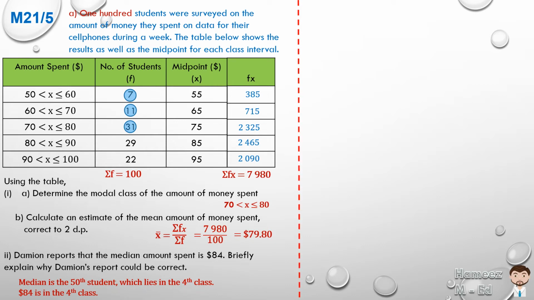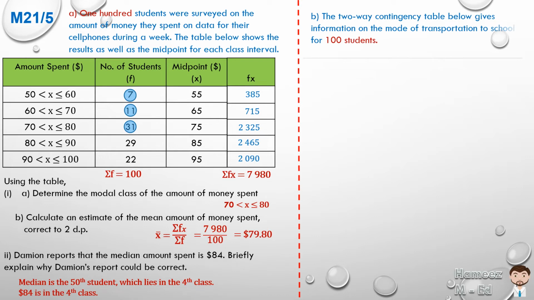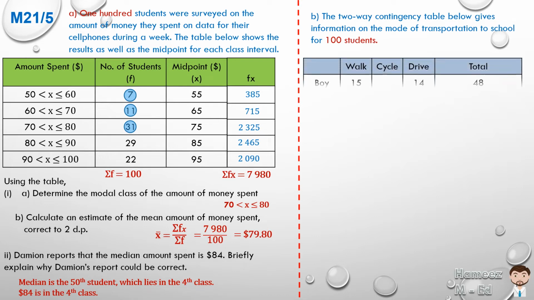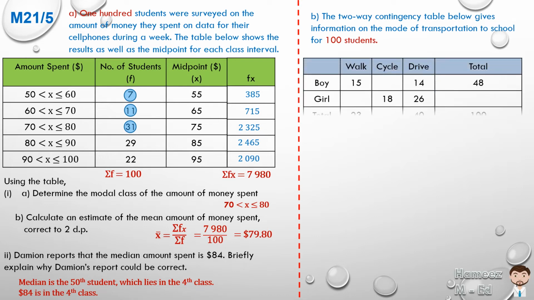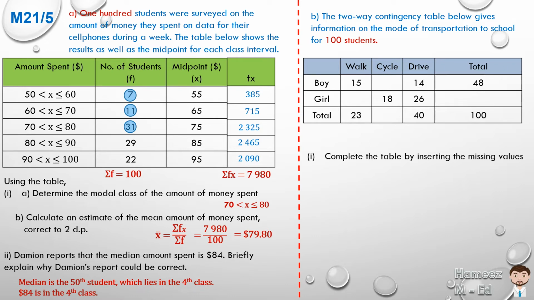In Part B, the two-way contingency table below gives information on the mode of transportation to school for 100 students. And we can see from the table that there's some information given about how boys and girls get to school, whether they walk, they cycle, or they drive. And Part 1 asks us to complete the table by inserting the missing values. And there are many different ways we can approach this.